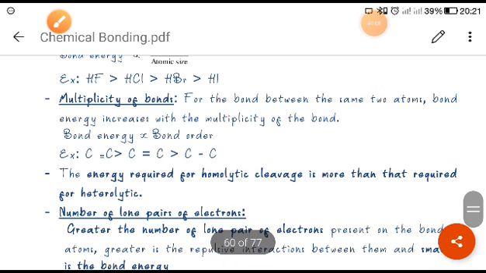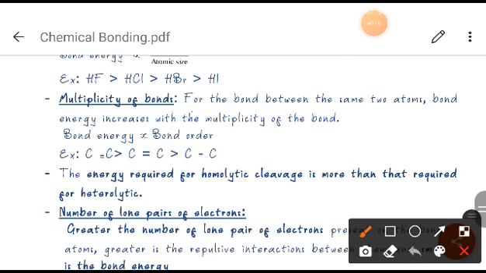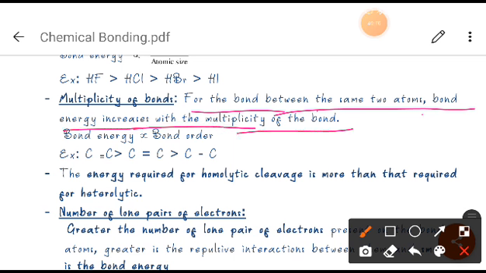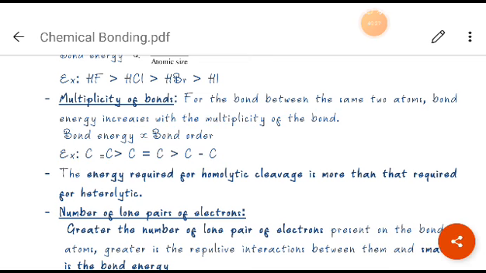Next is multiplicity of bond. For a bond between the same two atoms, the bond energy increases with the multiplicity of the bond. For example, as you can see, double bond, triple bond. So a triple bond is stronger than a double bond, and a double bond is stronger than a single bond.